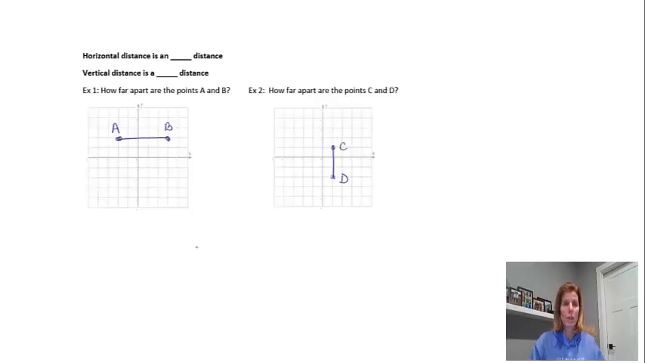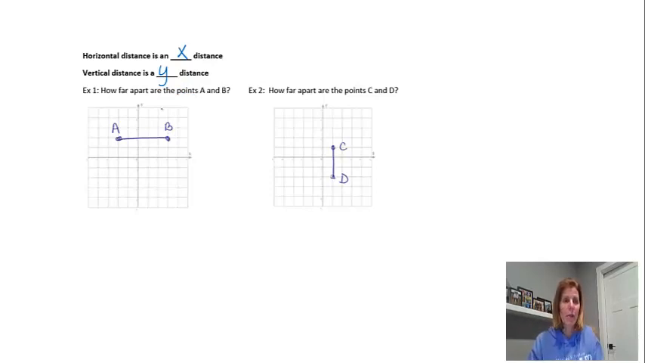Alrighty, so first of all, horizontal distance. You can think horizontal goes this way and the x-axis also goes that way. And then vertical distance goes up and down and the y-axis goes up and down. So vertical distance is a y distance. When I'm asking you to find a horizontal distance, I'm asking you to find the x distance. And if I'm asking you to find the vertical distance, I'm looking for a y distance. And when I'm talking about distance, it's just how far away are the points.